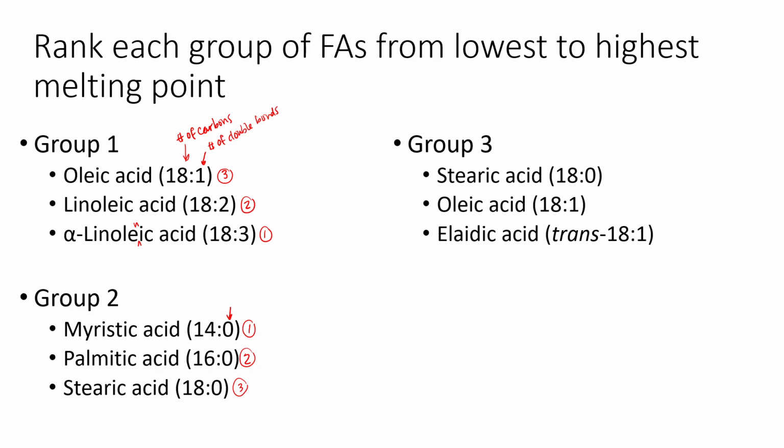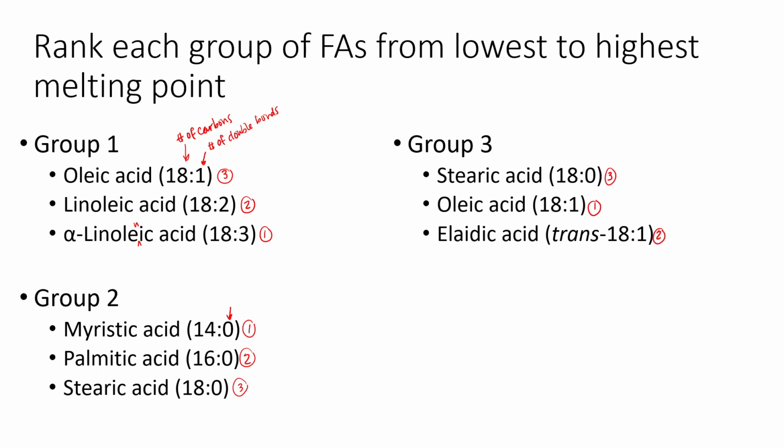So if we're talking about the lowest melting point, we're going to want the one that can pack the least well, right? That's the one with the cis double bond. That's our oleic acid. Our highest melting point is our completely saturated fatty acid, right? So that's going to pack the most efficiently. Highest melting point. And then somewhere in the middle is where we are going to put our trans double bond. And so let's see how we did.